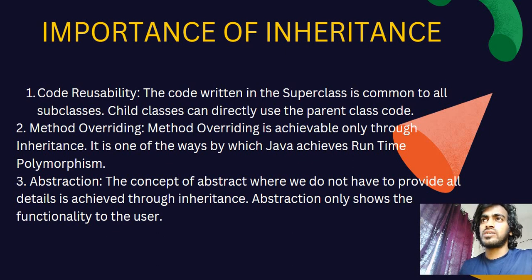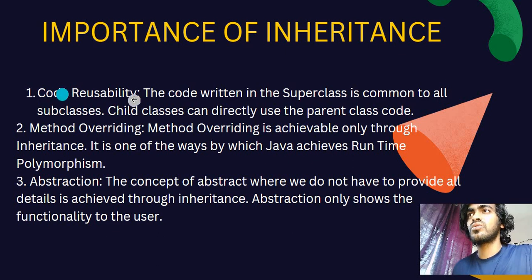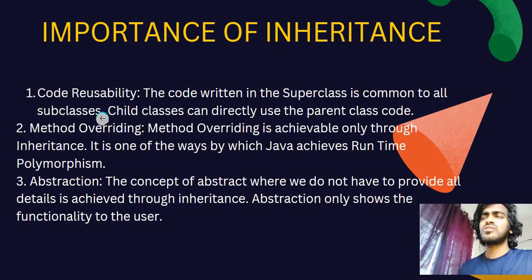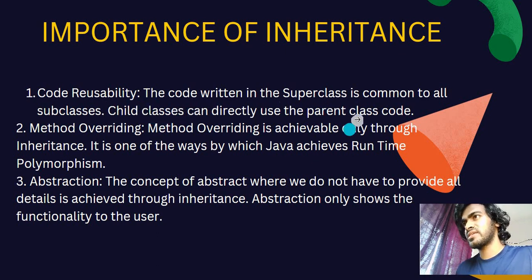Now, the importance of inheritance. So what are the importance? Code reusability, method overriding, and abstraction. We are discussing code reusability. What is the meaning of code reusability? It means we can use our code again and again. What it says is that the code written in the superclass is common to all the subclasses. The child class can directly use the parent class code.